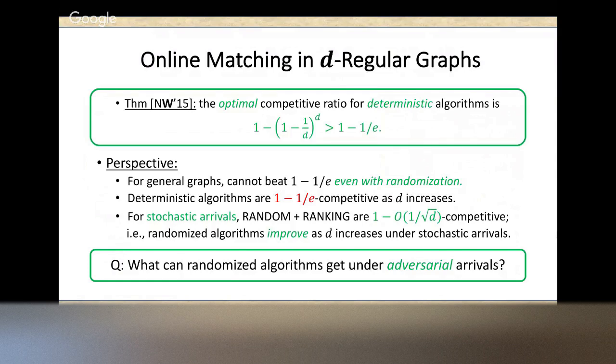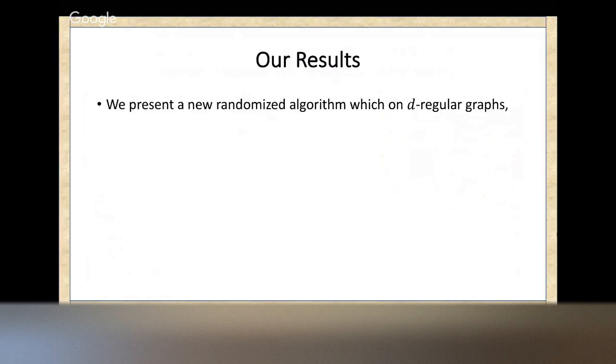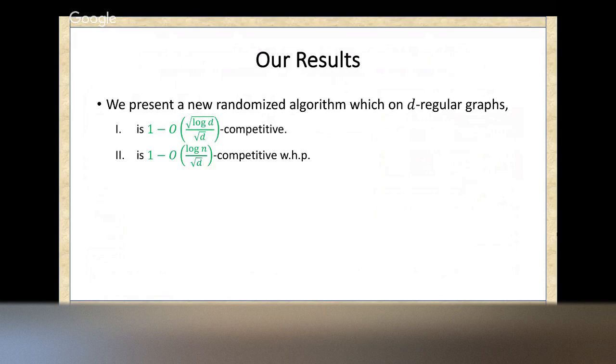All right, so we're clear on the problem. Let me not keep you in suspense for too long. What we did is we presented a new randomized algorithm, which on d-regular graphs is 1 minus order square root log d over square root of d competitive. So up to the square root log d term, this matches the results known for random arrival models. It also shows that the problem is actually easier, even in the adversarial arrival model, as d increases. We also get similar bounds with high probability, which is, to the best of our knowledge, the first high probability result for online matching. And we also give a fairness guarantee where we can match every vertex with probability tending to 1 as d increases.